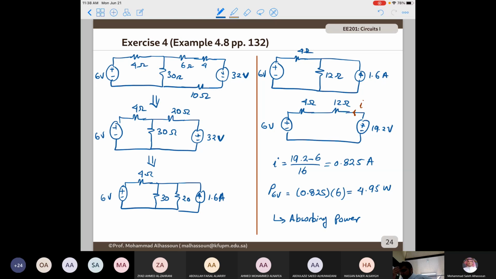It doesn't matter. It's all in series. It really doesn't matter. It's all in series. So if I tell you the following, if this one is 4 ohm and this one is 6 ohm, will the circuit be different if this one is 6 ohm and this one is 4 ohm? No. Okay, it's exactly the same thing. Okay. Thanks.